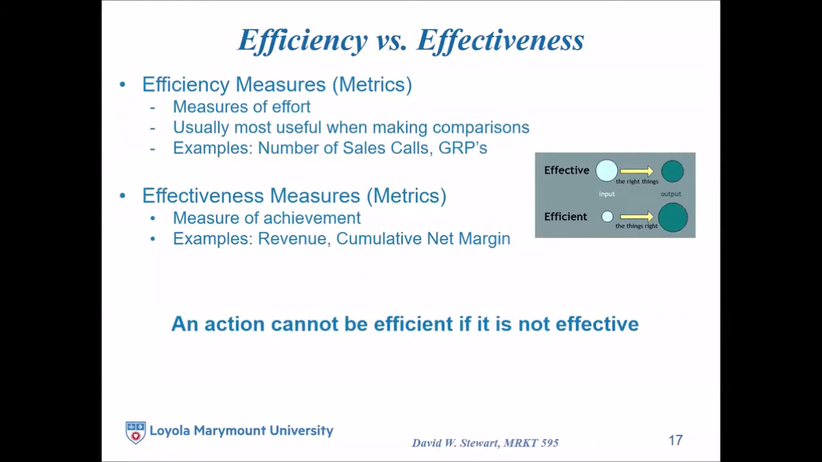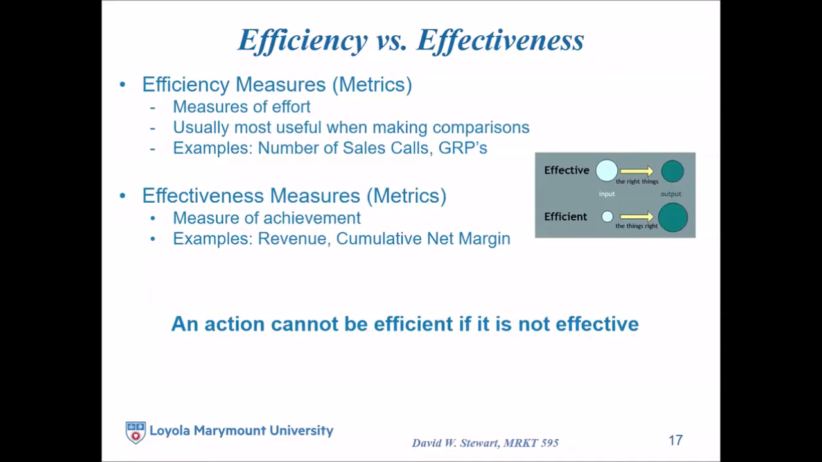Some of what we measure are effectiveness measures. Effectiveness measures tell us how well we're doing something. They measure an accomplishment, an achievement. Things like revenue or cumulative net margin. These are outcomes, and they're really important. They really tell us whether we're achieving what we intended to achieve, whether we're meeting our goals. But there are a whole bunch of measures we use in marketing that also reflect the efficiency of what we're doing.